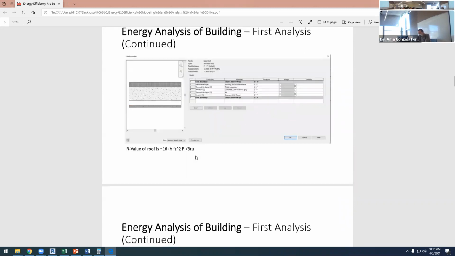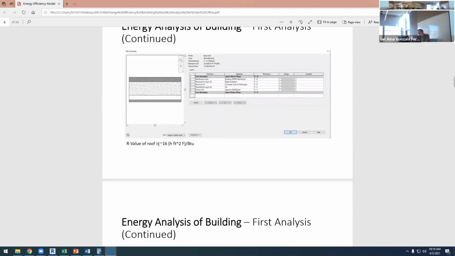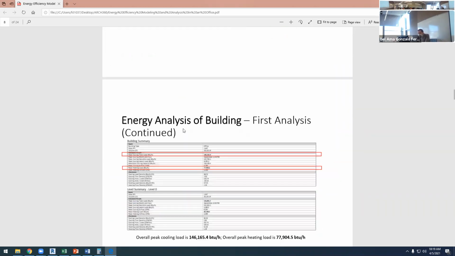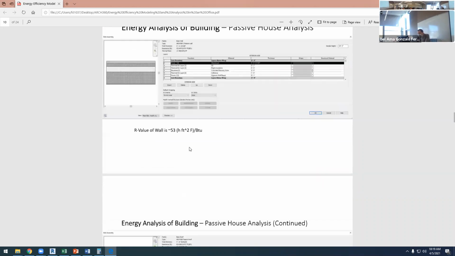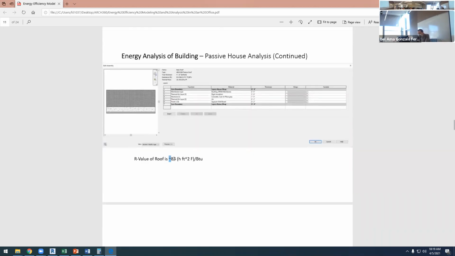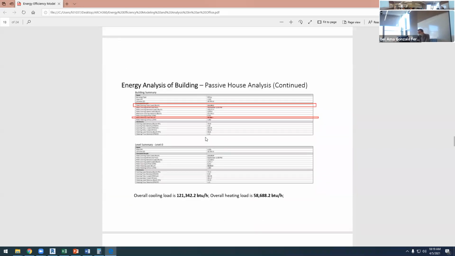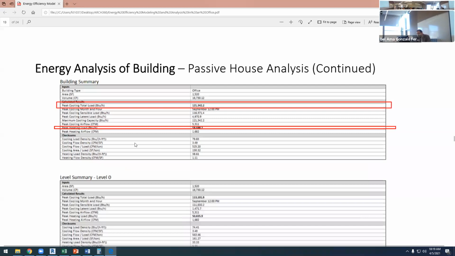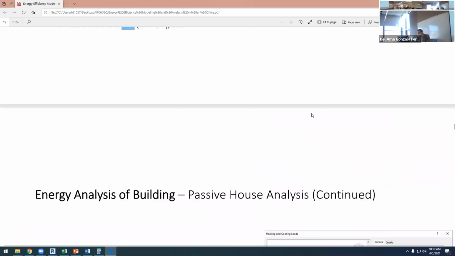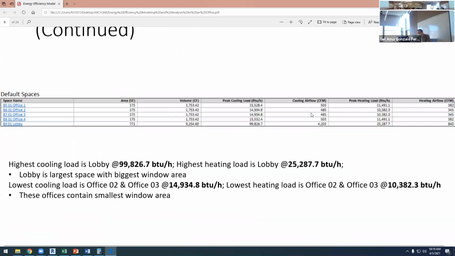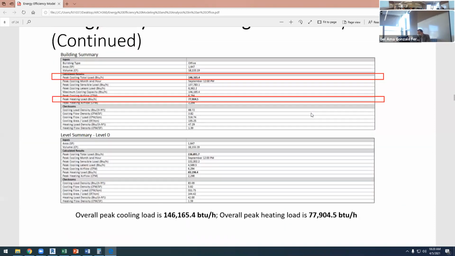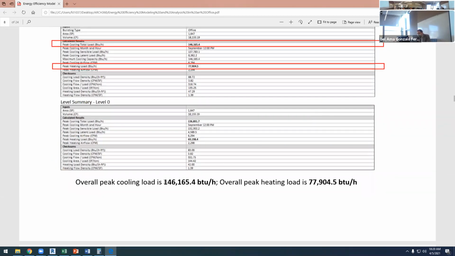And then we have the first analysis. The first analysis, the R value of the roof is 16. This is the first option. Yeah, it was like 16.3 or something like that. Okay, no, but I'm sure that when you are analyzing the second option, it's 84. So the savings should be great. This is 121 and 58. And for the first option, okay, yeah, so it's much better.